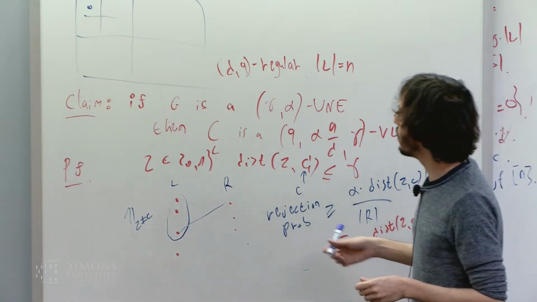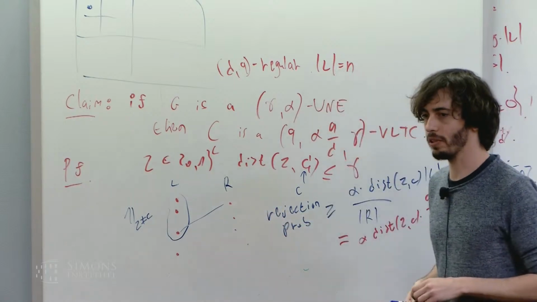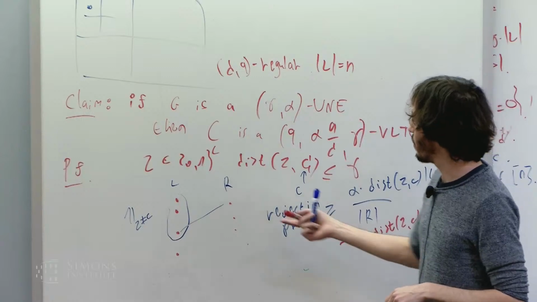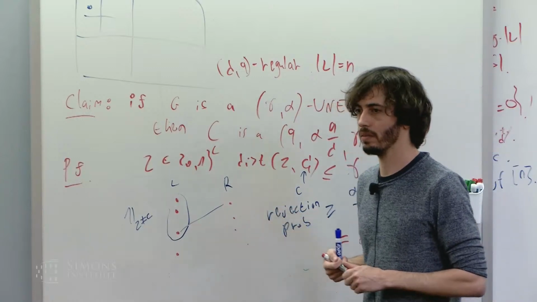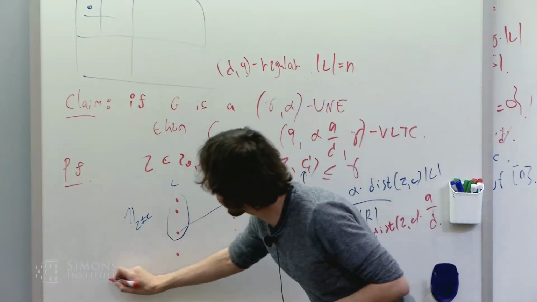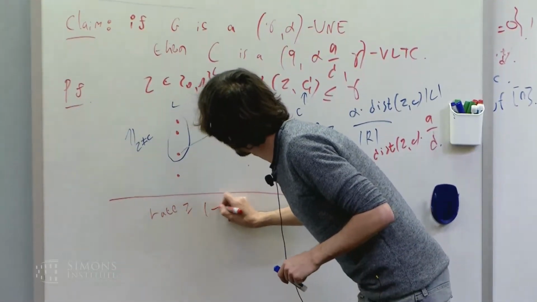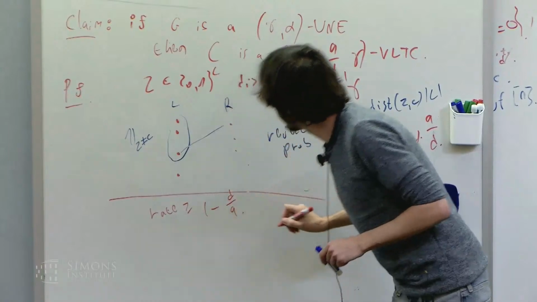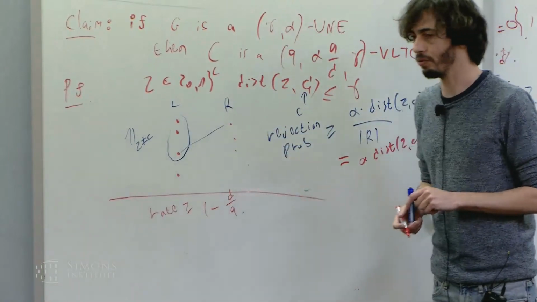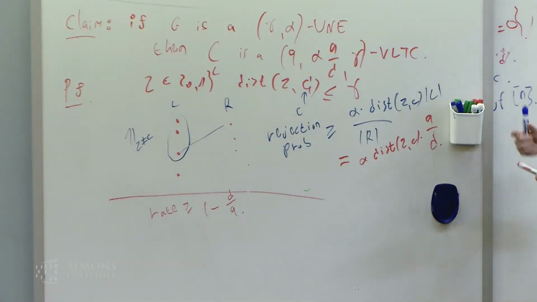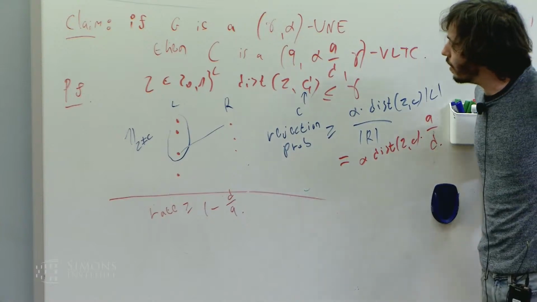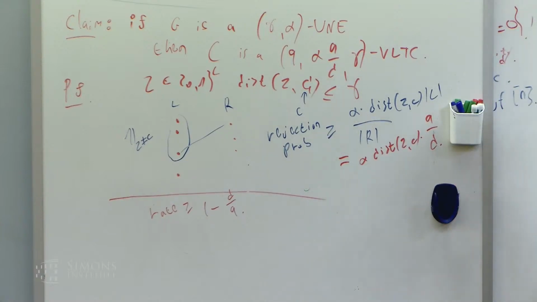So what is the rate of these codes? Well, the number of constraints is R, and the size of the left side is L. So the rate is 1 minus D over Q, right? Because it is R over L. So I think I said what I want to say. Let's conclude to see what is the query complexity that we get.